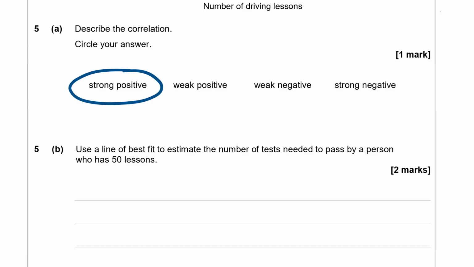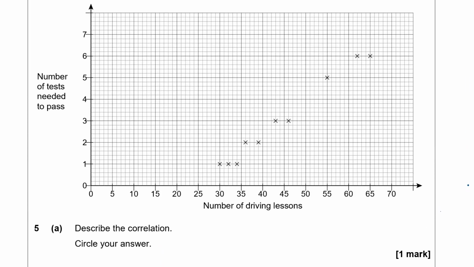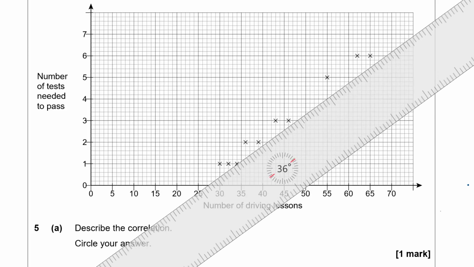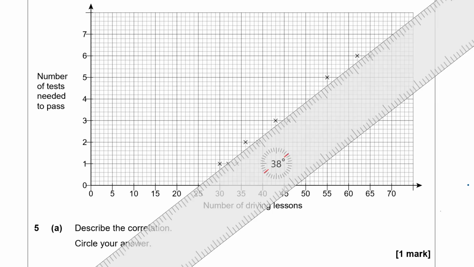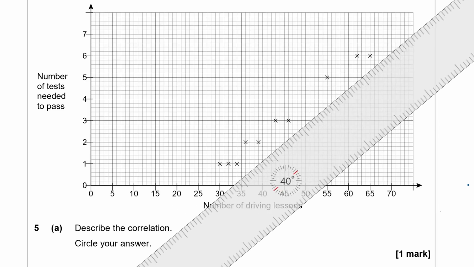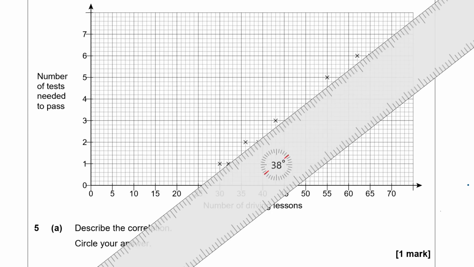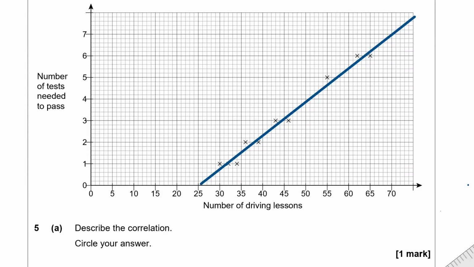The next part of the question says, use a line of best fit to estimate the number of tests needed to pass by a person who has 50 lessons. So we're going to need to come back and put a line of best fit on this graph. Using your ruler, you want to place it in such a way as it passes through the points. You need to try and get the same sort of number on both sides of the line. Okay, looks about right to me. It's not a precise, exact science. You do get a bit of leeway either side.